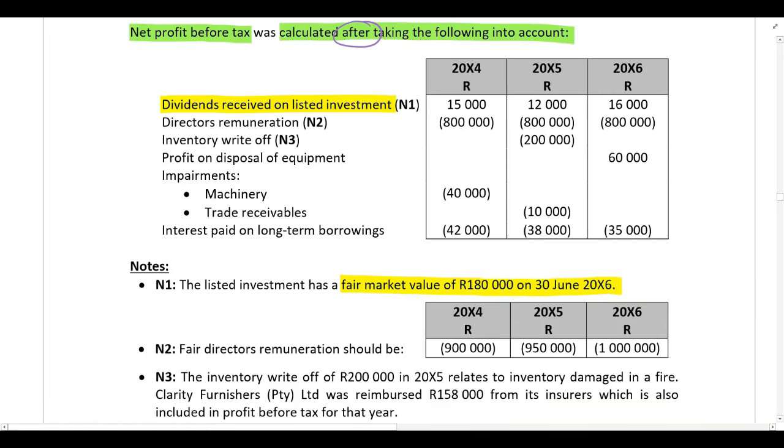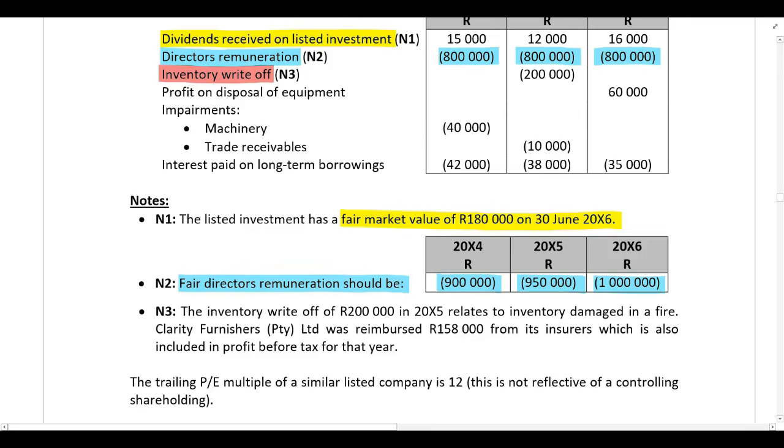Then we are given information about directors' remuneration. And in note 2, we are told what a fair director's remuneration should be. So in each of these years, you are given the fair remuneration. So we can see that these directors are actually being paid less than a fair remuneration. We then have an inventory write-off, and this was in 20x5. In note 3, we have more information.